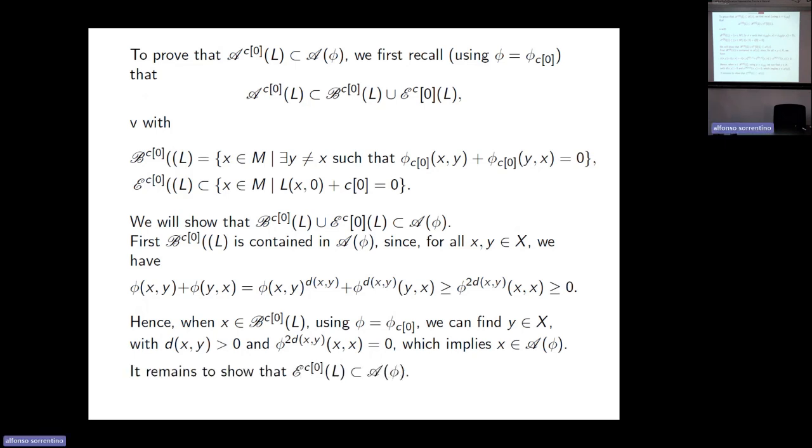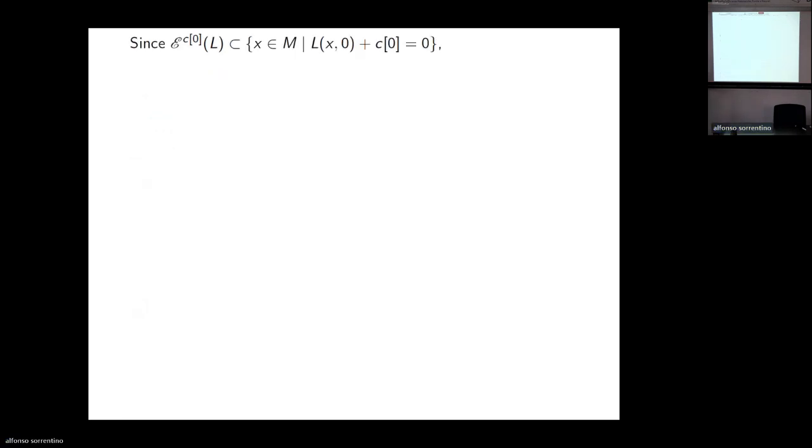And it remains to show this one. EC0L is included in Fi. The main idea is due to Antonio. Okay. So, as I said, EC0L is included in the set of X such that L(x,0) plus C0 is 0, and then we show that this last set is included in the Aubry set of Fi.